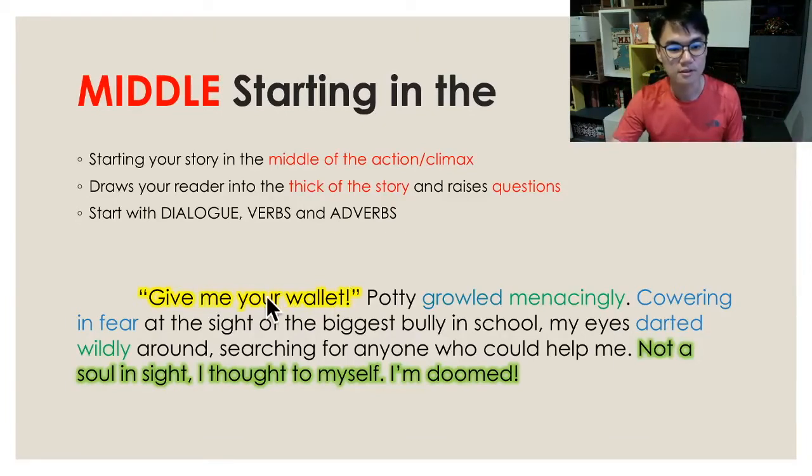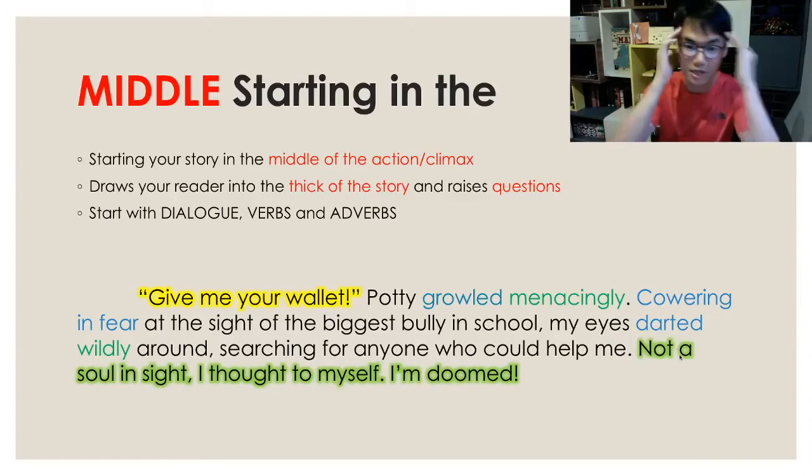Right, so can y'all see that I've used some techniques from the last video on previous Saturday. This is starting with a dialogue, right? I've got my verbs and my adverbs. I've got my participles, ing, right? I've got another pair of verbs and adverbs here. And then I've got thought tags even, right? Not a soul in sight, I thought to myself. I'm doomed, right? That's a thought tag, right?